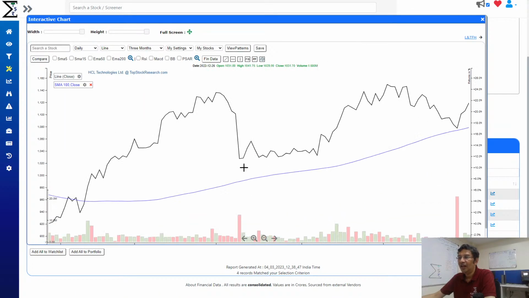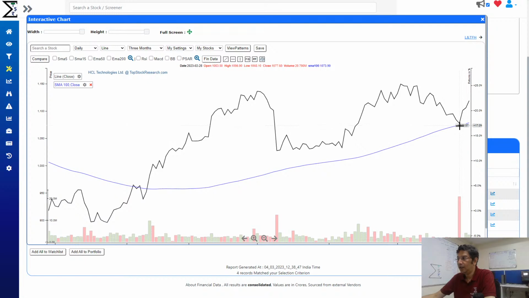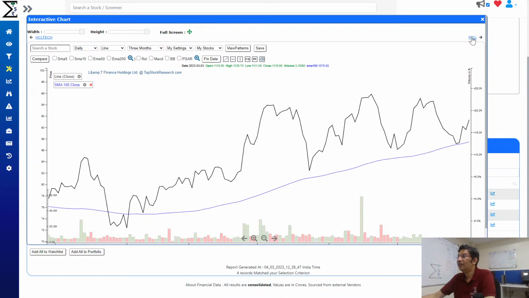You see that it's reacting pretty well back here. It's bouncing from this level. Another example that we have is L&T Finance. If you look at this, it's reacting very well. First of all, the price is in an uptrend, and then the moving average is also in an uptrend. Now if you just look at these two things, well and good.